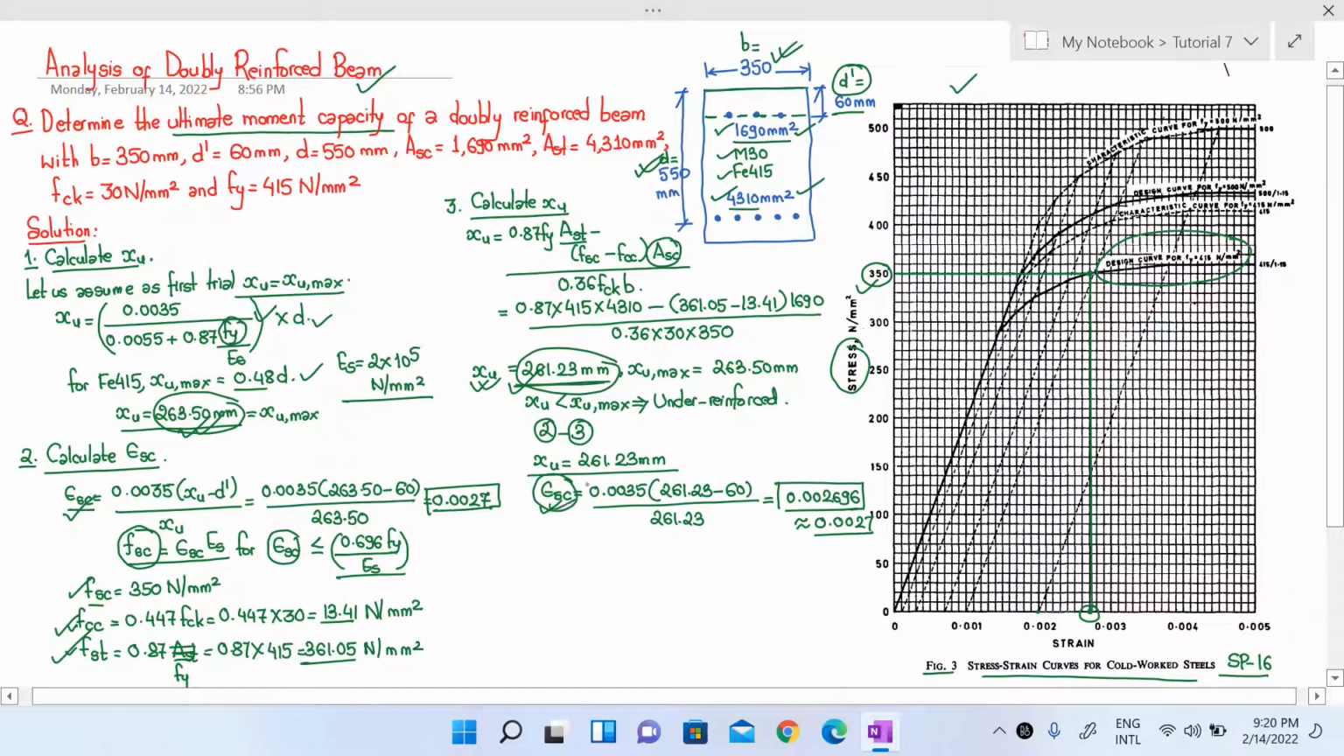If this epsilon SC value was markedly different from the initial value of epsilon SC, that means if these two values were very different, then you have to use the new value of epsilon SC again to find the new value of FSC and then FCC and then FST. And after getting all these values, you will go to the third step and calculate the value of XU. You compare that value of XU to the previous value that you used, that is 261.23, and you have to repeat these steps 2 and 3 until the value of XU converges. But since here the value of strain is not very much different, even when we have used a different value of XU, we will adopt this value of neutral axis depth, that is 261.23.